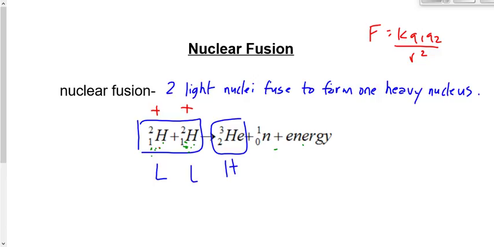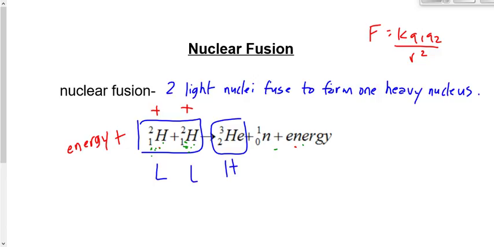So we have to overcome it somehow, and usually the way that we overcome it is by pumping energy into it, usually in the form of heat. Energy causes these nuclei to fuse together, which produces a neutron and even more energy. And then sometimes we take a little bit of that energy to cause more hydrogen to fuse together, and so on and so on and so on. That's the process that takes place in the sun, effectively.